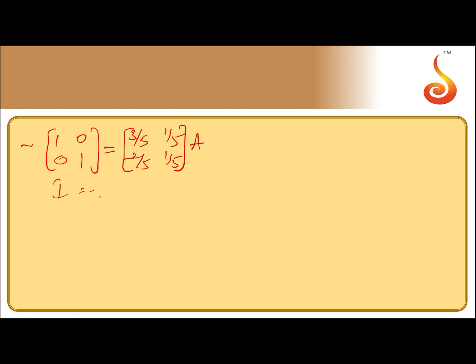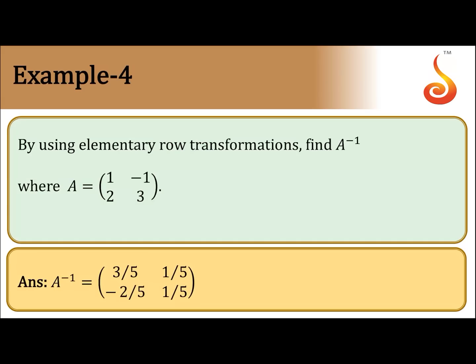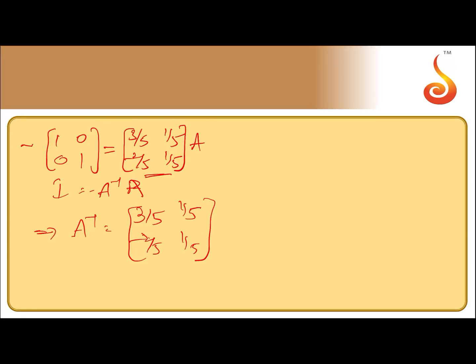Obviously, this is I is equals to A inverse into A matrix. So therefore, this implies the inverse of the matrix is equals to 3 by 5, 1 by 5, minus 2 by 5 and 1 by 5. So 3 by 5, 1 by 5, minus 2 by 5, 3 by 5. That is the required answer.